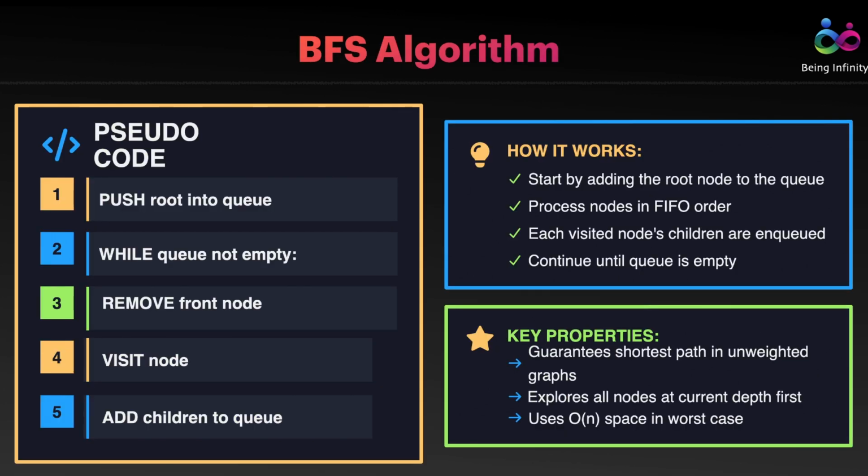Let us understand how the algorithm moves. Add the root node to the queue, pull the front node and mark it as visited. Take all the children of that node and add them back to the queue. Repeat this process until the queue becomes empty.